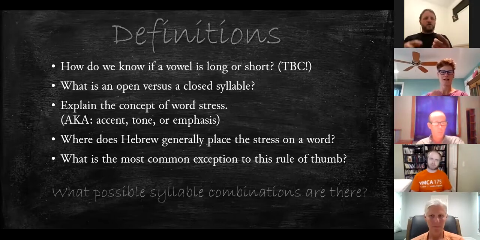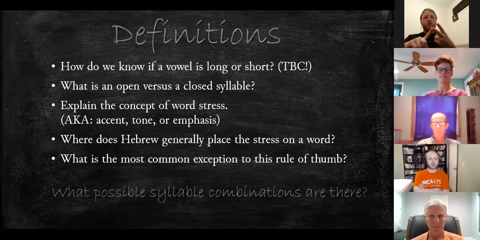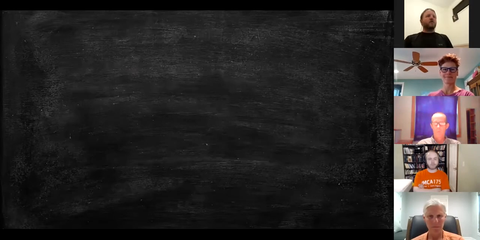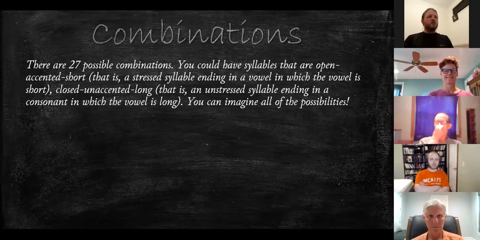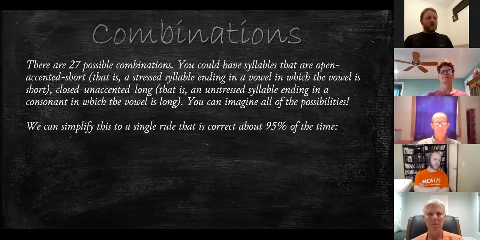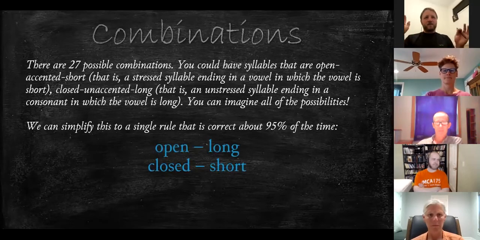If we think in terms of syllables, they can be long or short or reduced, they can be open or closed, they can be stressed or unstressed, accented or unaccented. If you put all that together, you end up with 27 possible combinations. That sounds absurd, right? You could have syllables that are open, accented, short, closed, unaccented, long. You can imagine all of the possibilities, but we're not going to go through all of them because they don't really matter. We can simplify this to a single rule that is correct about 95% of the time. That's a guess at the statistic. I don't know what the statistic is, but it's most of the time.